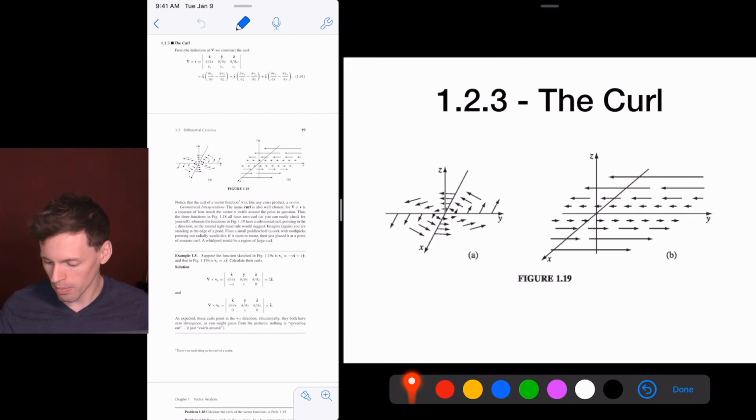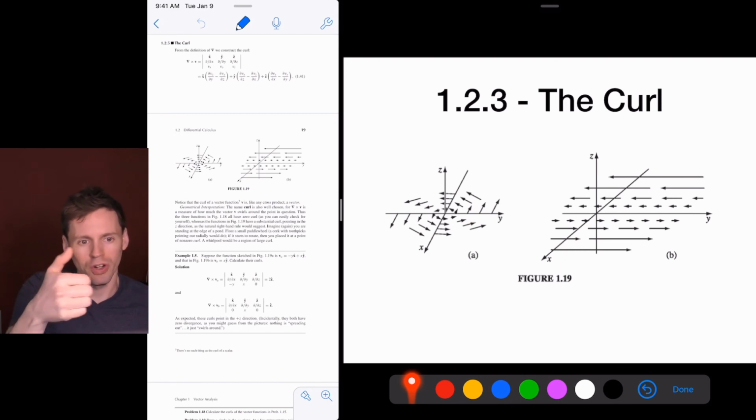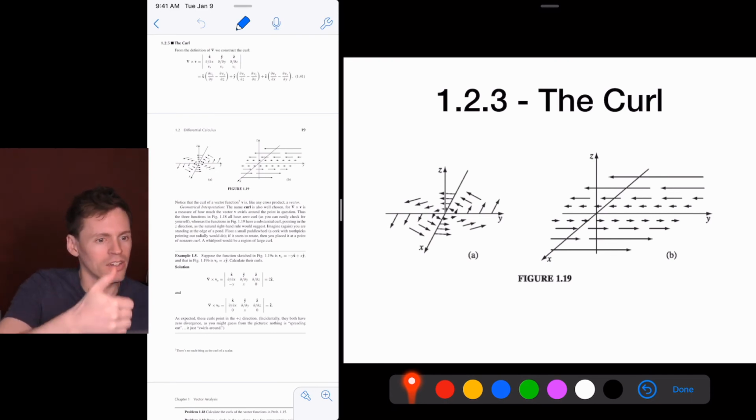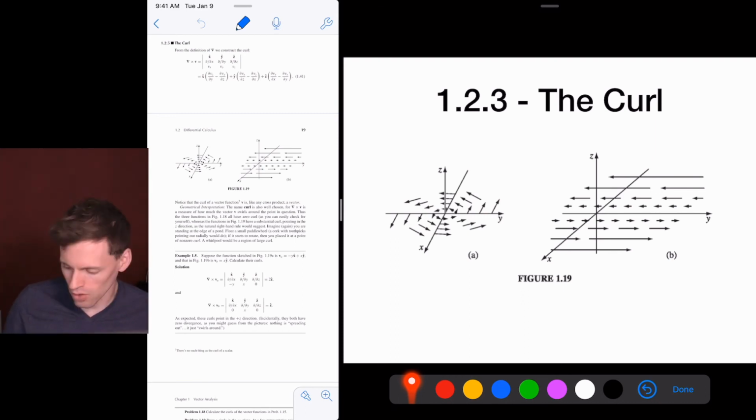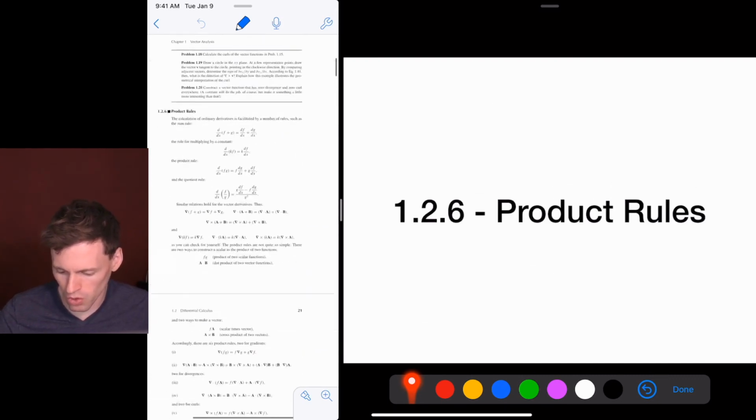So why are they in the positive z direction? Right hand rule. So for that figure A, you swirl your hand around in the direction of the swirl, and your thumb points in the direction of the curl. Okay, so the curl has a magnitude and a direction. The magnitude tells you how much it's swirling, and then your thumb points in the direction perpendicular to the swirl. All right. So then, product rules.